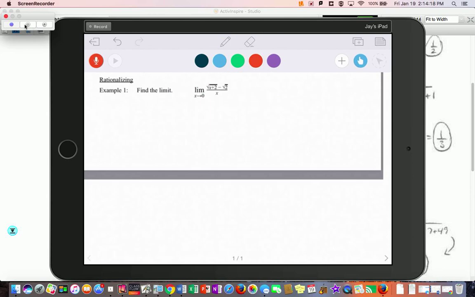All right, so the next technique is what we call a rationalizing technique, because if you put 0 in, you get 0 on top and you get 0 on the bottom, so we have to do something different. So I multiply by what we kind of call the conjugate. So it's the square root of x plus 2 plus the square root of 2, and you need to do that on the bottom also.